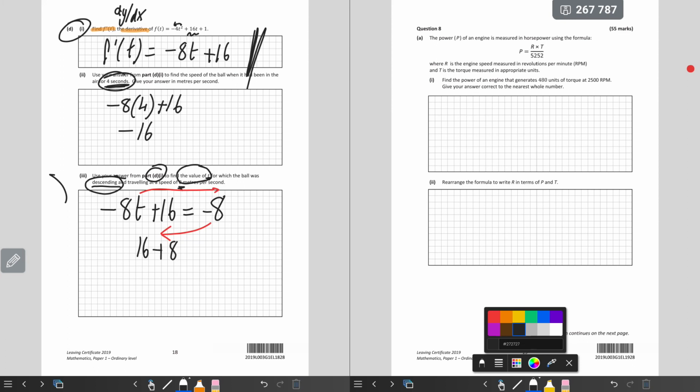So 16 plus 8 is equal to 8t. 24 is equal to 8t. T is equal to 24 over 8. T is equal to 3. Which kind of makes sense. 3 seconds, at 4 seconds it was going quicker, as we've seen up there. Now you could have done trial and error once again. You could have kept subbing in values until you got your 8.